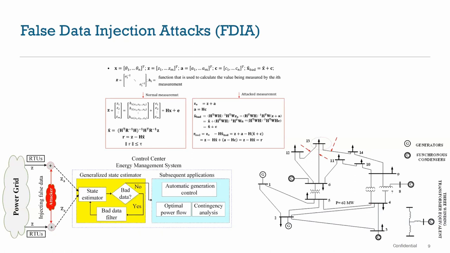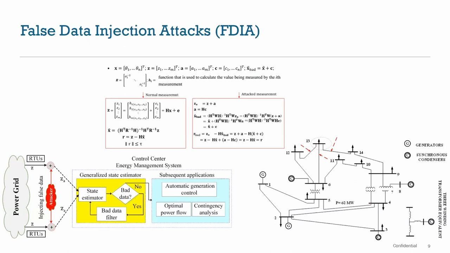But state estimation is also equipped with a function called bad data detector, BDD. It drops faulty measurements. If I receive a faulty measurement, the bad data detector will drop it, will eliminate it, and will not feed that bad measurement to the control center.